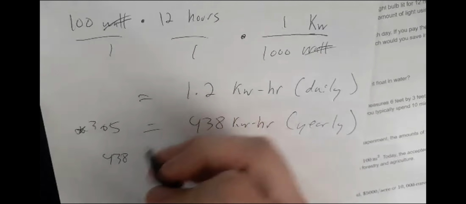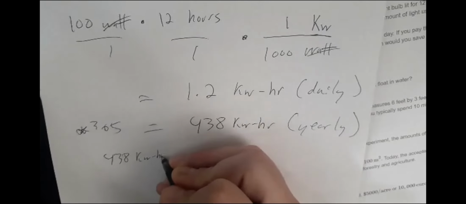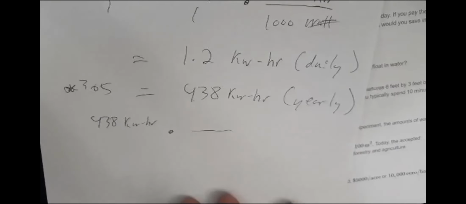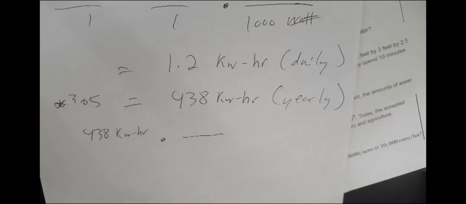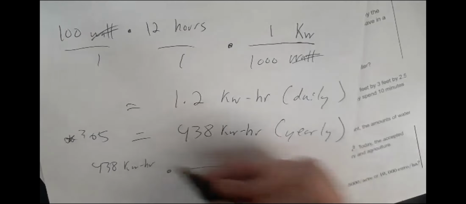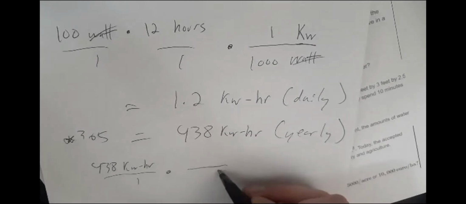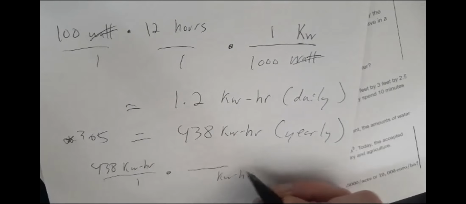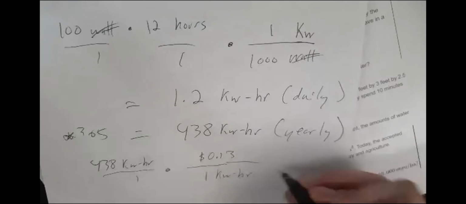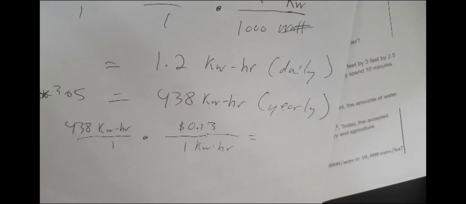And the last thing, we're doing 438 kilowatt hours per year. How much is that getting charged per year? Yeah, 13 cents per kilowatt hour. So how do I set that up? If kilowatt hours is up here, I have to put kilowatt hours down here. So 13 cents per kilowatt hour. That one should be straightforward, right? If it's 13 cents per kilowatt hour, we're using 438 kilowatt hours. We're multiplying those two things, right?